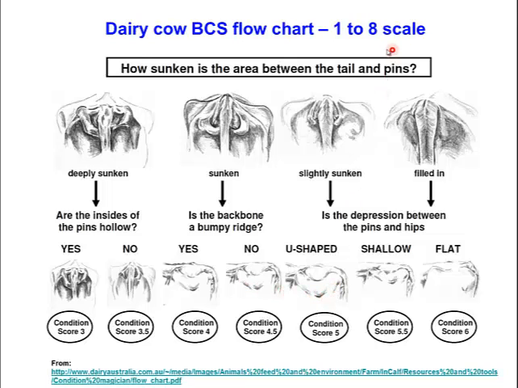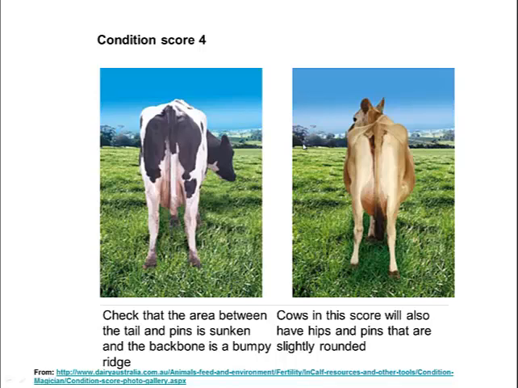The area around the base of the tail should be filled out with some fat, compared to cows that are quite skinny, where all the fat has disappeared from these areas, and they're very bony. It's not very rounded here, with lots of prominent bones showing and a prominent backbone. These ones are filled out with a bit of fat tissue, and have rounded pin bones as well. This is just some pictures.